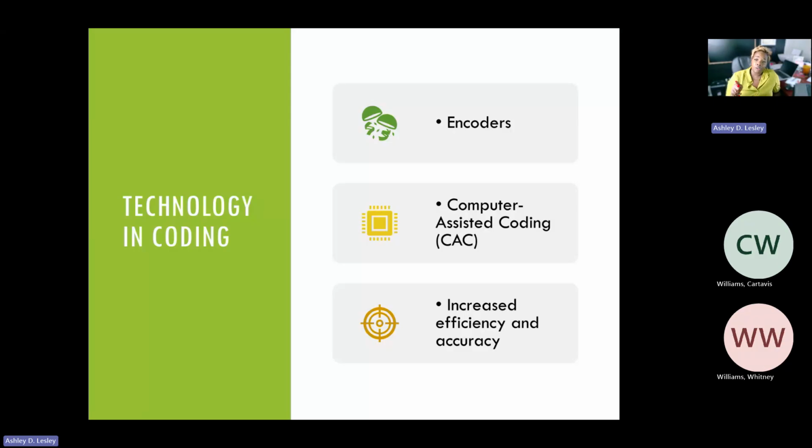Now, within these encoders are built-in CACs. What happens is if I type in a standalone code, when I go to hit submit for a reimbursement, this CAC is not going to let that go any further. It's going to flag me. It's going to stop it because it picks up that this code can't be by itself. So it forces me to find a parent code or I can't use that code. So that's the computer-assisted coding.